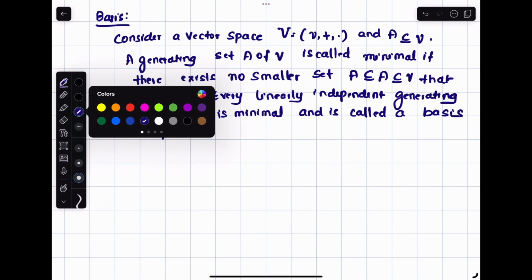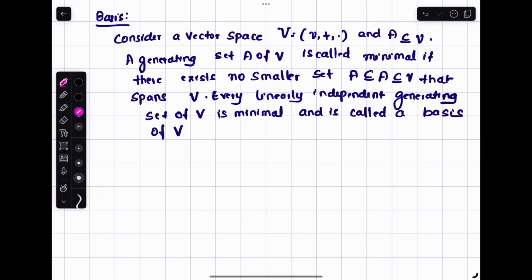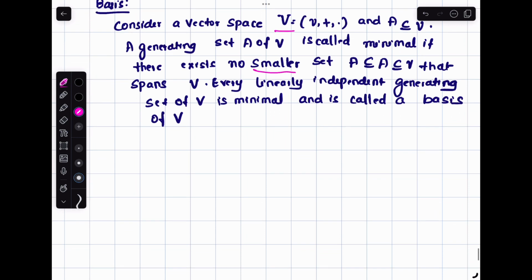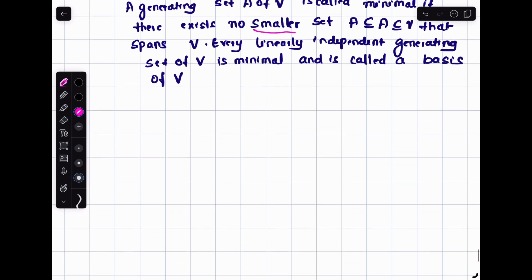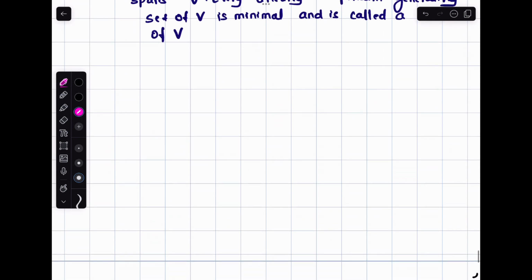The last topic is basis. The definition is like this: consider a vector space V and A belongs to V. A generating set A of V is called minimal if there exists no smaller set B that spans V. Every linearly independent generating set of V is called minimal and is called a basis of V. It is a little bit difficult to understand with the definition, and it is very lengthy. So let us take one example.